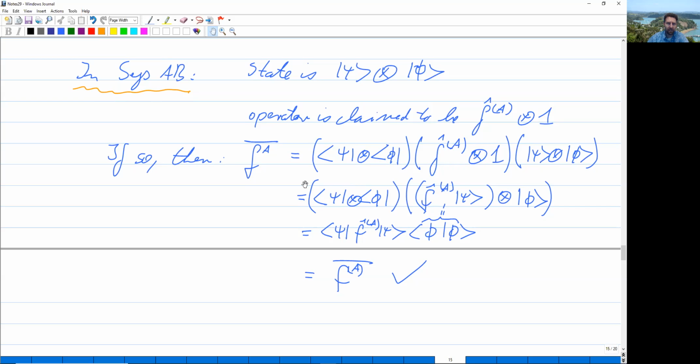Now the same argument can be done with entangled states. It doesn't have to be psi tensor phi, it could also be an entangled state, and you would get the same conclusion. It's just more work to write it down.